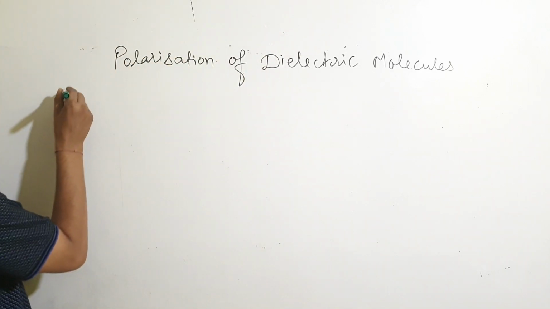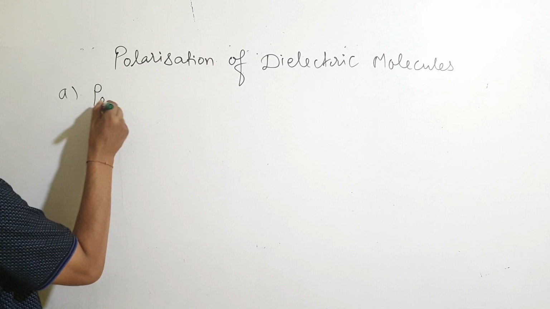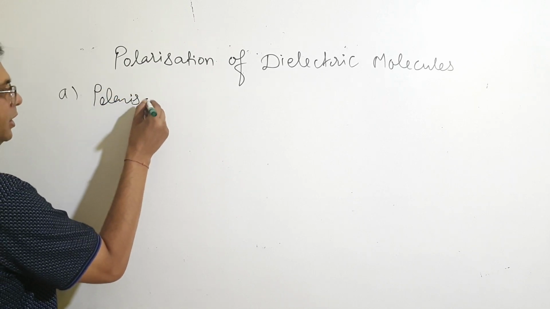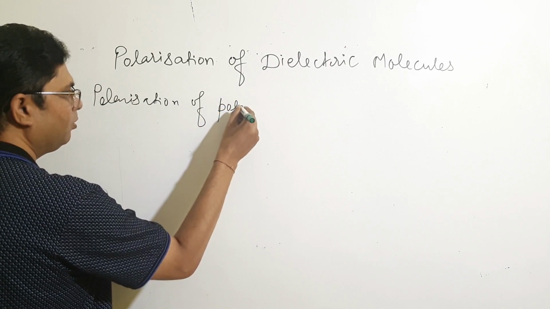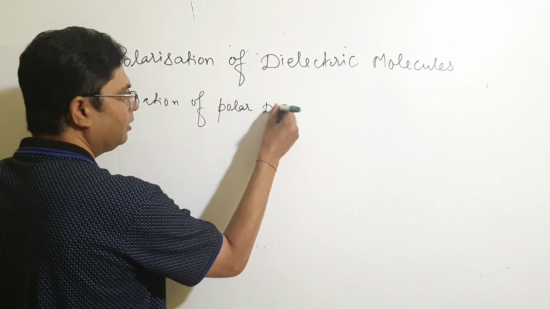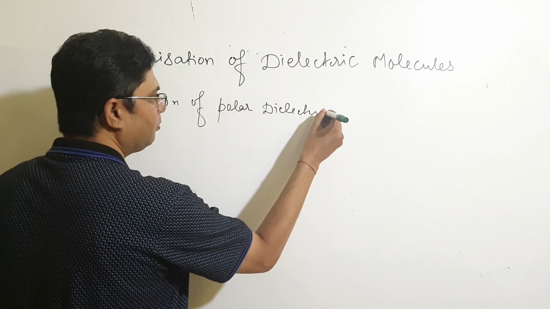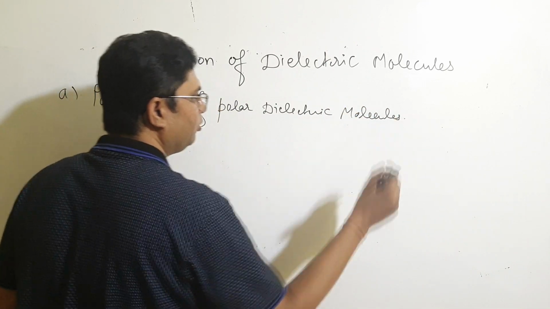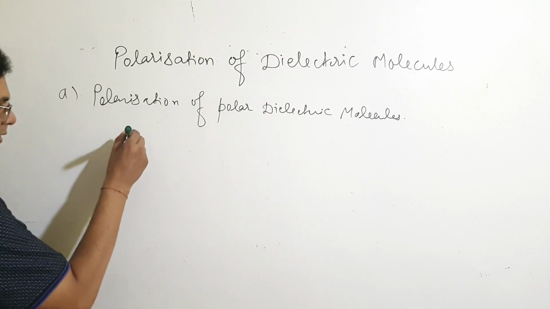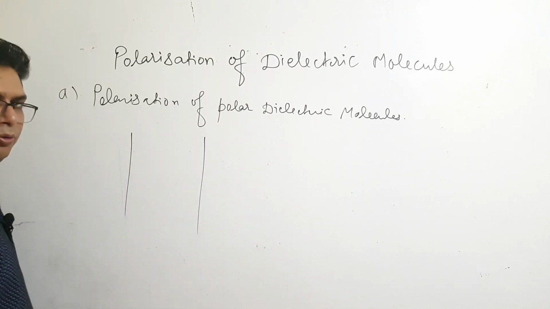Number A, polarization of polar dielectric molecules. Let us have here polar dielectric molecules.